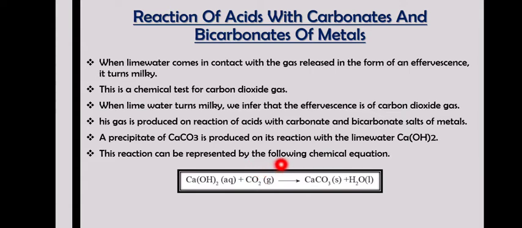So CO2 plus 1 O from here, correct? So here what will remain? 2H and 1 O. So that will form H2O. Followed, students? So calcium hydroxide plus carbon dioxide forms calcium carbonate along with water.